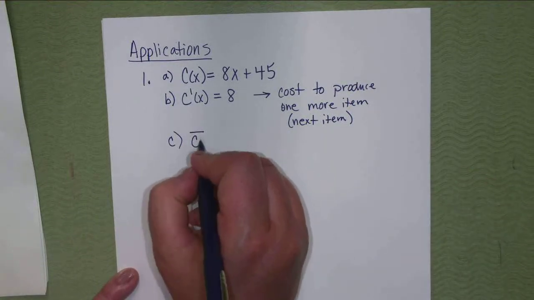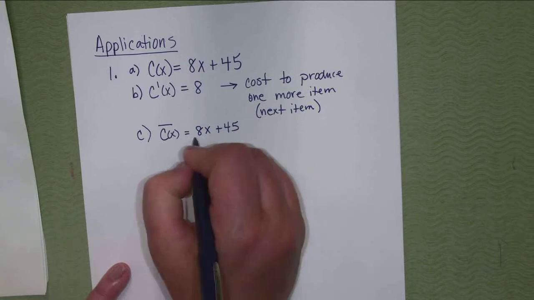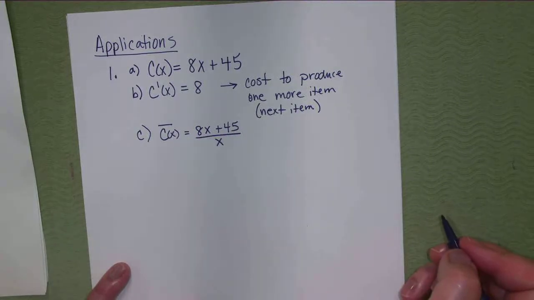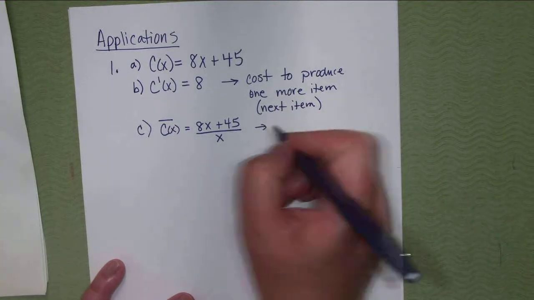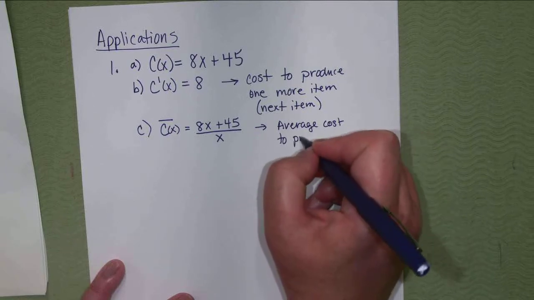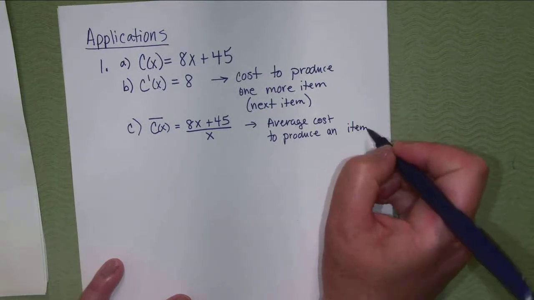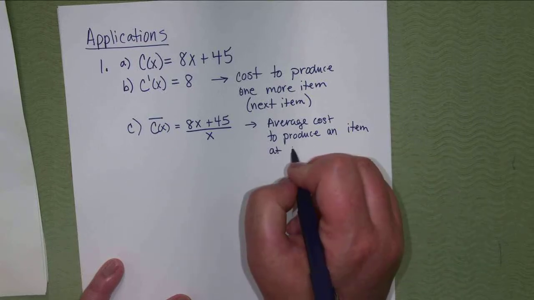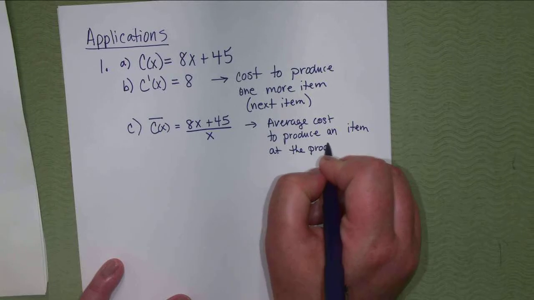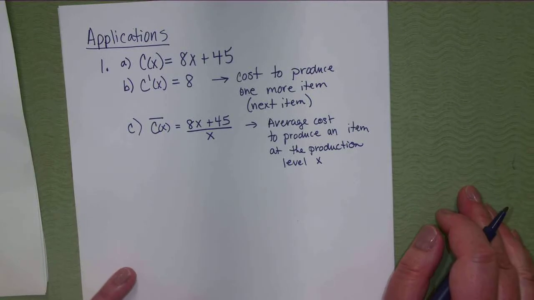So the average cost function, we put a bar on top to be average. And how do we actually do the average function? Do you remember? It's divided by x. So that's your average cost function. And what does this give us? The average cost to produce one item at the production level that you plug in. So usually a company has a certain production level, they make 1,000, and if you plugged in 1,000, it would be the average cost for each item when they make 1,000. Right?